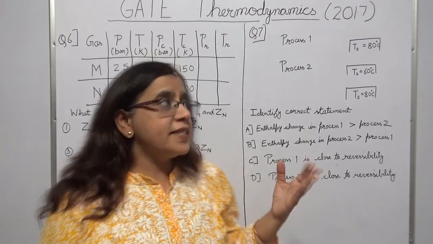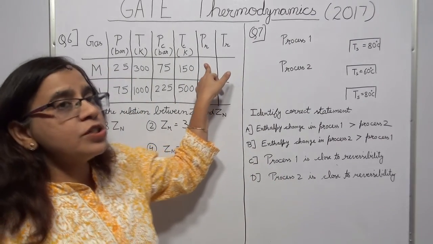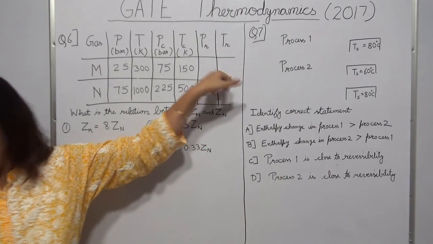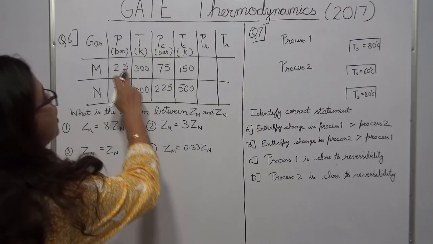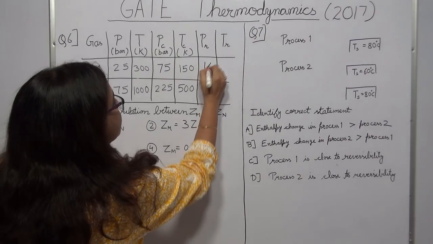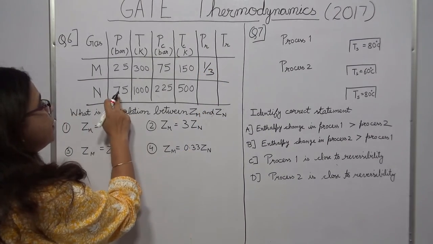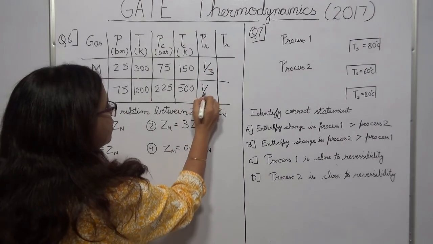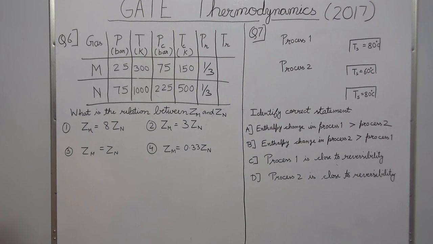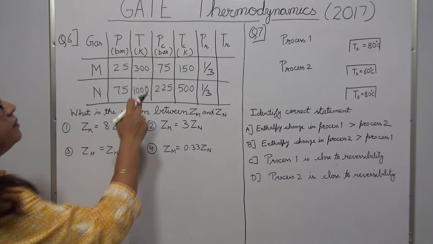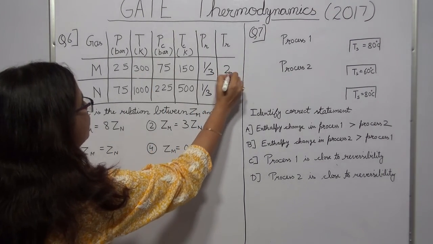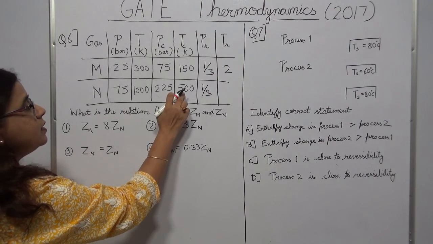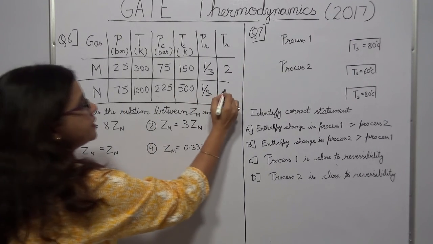So first of all, let's calculate the reduced pressure and reduced temperature for these gases. For M your reduced pressure is 25 by 75, that is 1 by 3. For N it is 75 by 225, it is again 1 by 3. What is your reduced temperature? For M it is 300 by 150, so it is 2. For N it is 1000 divided by 500, that is again 2.